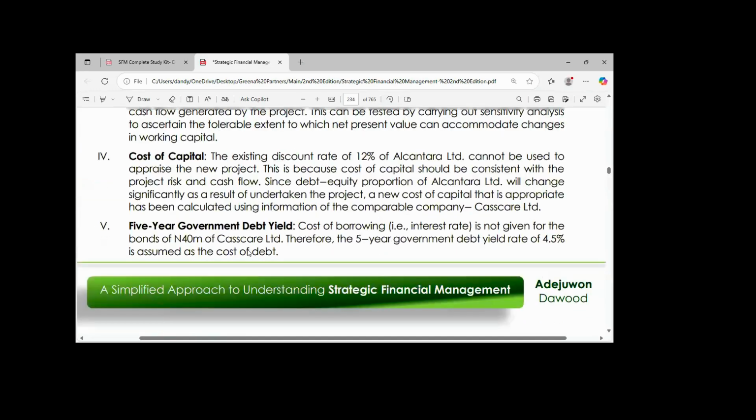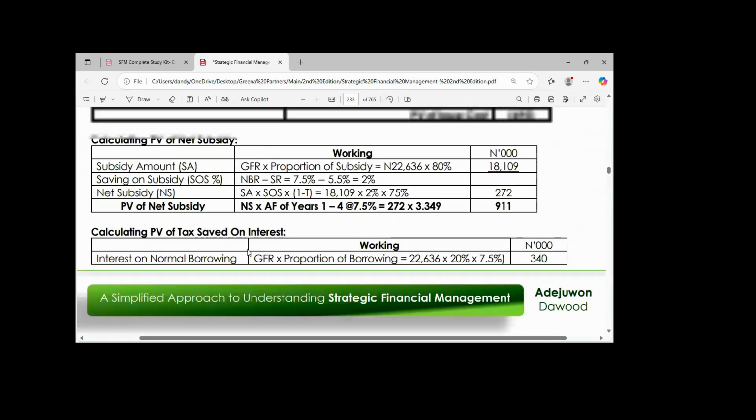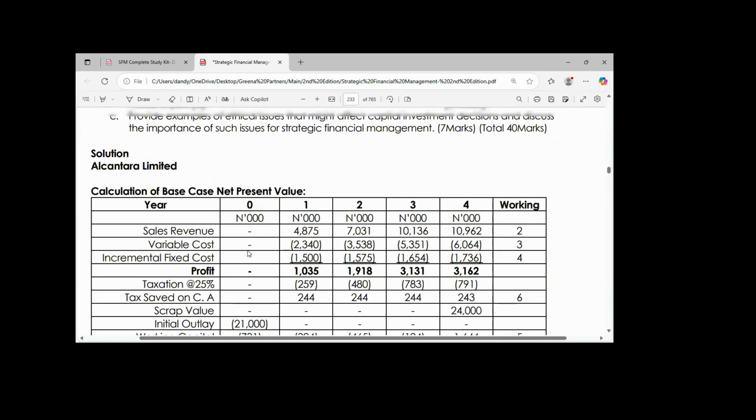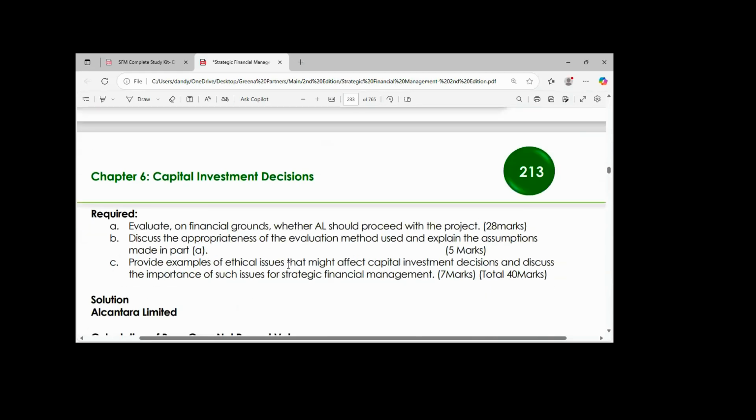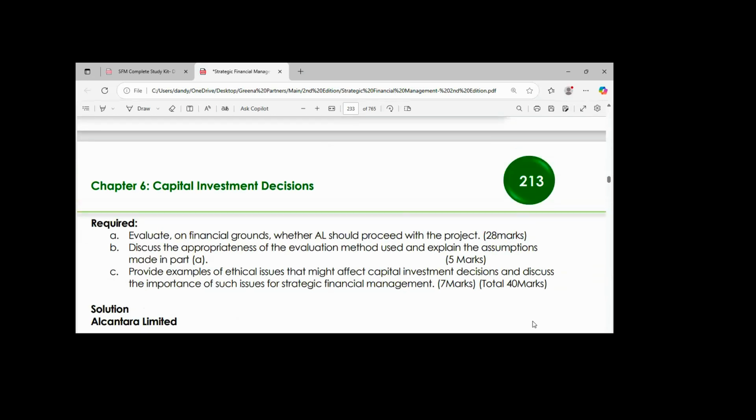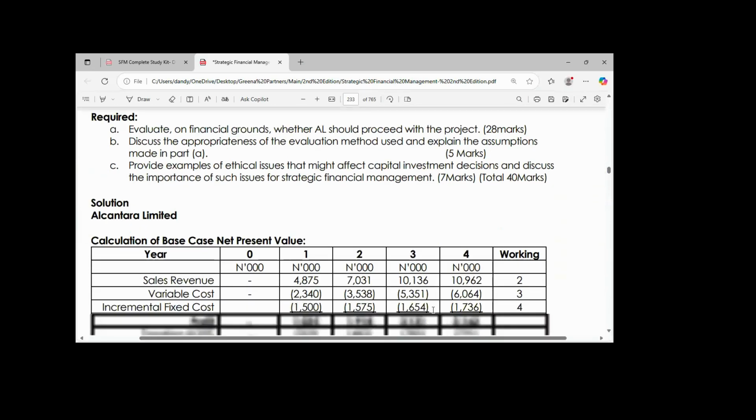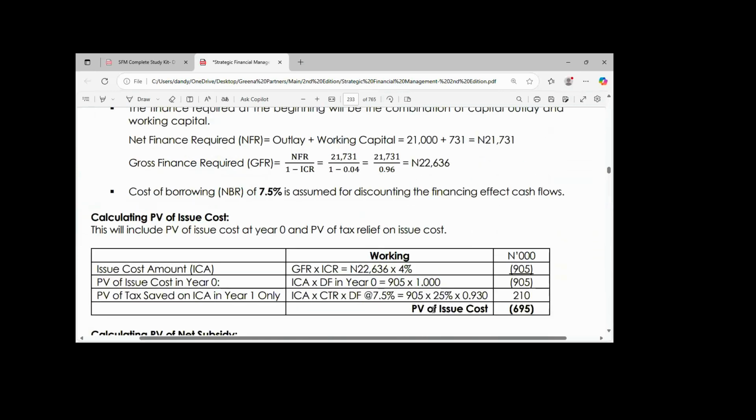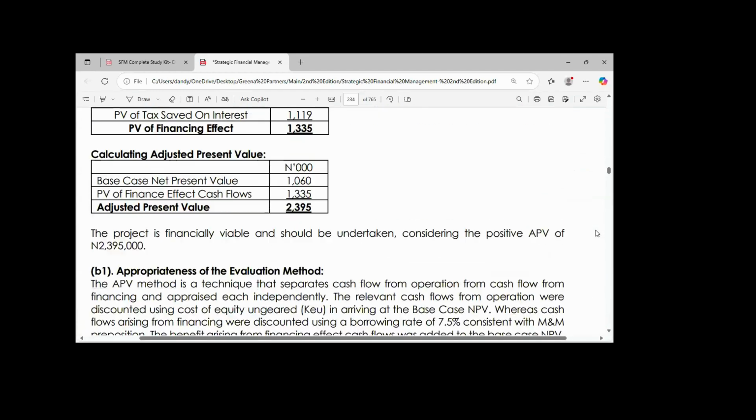Then the last part of the question, the examiner wants you to state the ethical issues. You have to provide examples of ethical issues that might affect capital investment decisions and discuss the importance of such issues for strategic financial management. This is not about calculation in this case. Any ethical issues that relate to investing decisions is what you are expected to state in this circumstance.